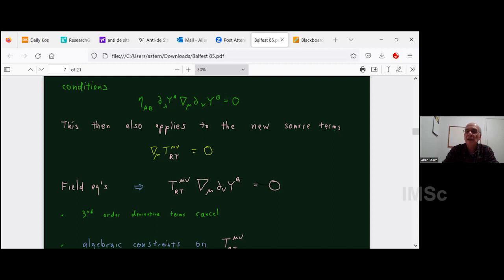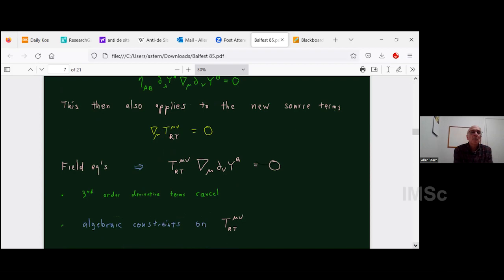And one remarkable thing is that this equation is just second order in derivative terms. All the third order derivative terms cancel. That's a little surprising, right? Because the Einstein equation is second order in derivatives of the metric tensor, and the metric tensor now is the induced metric tensor, which has first order derivatives in the embedding coordinates. But it turns out that all the third order derivatives cancel.